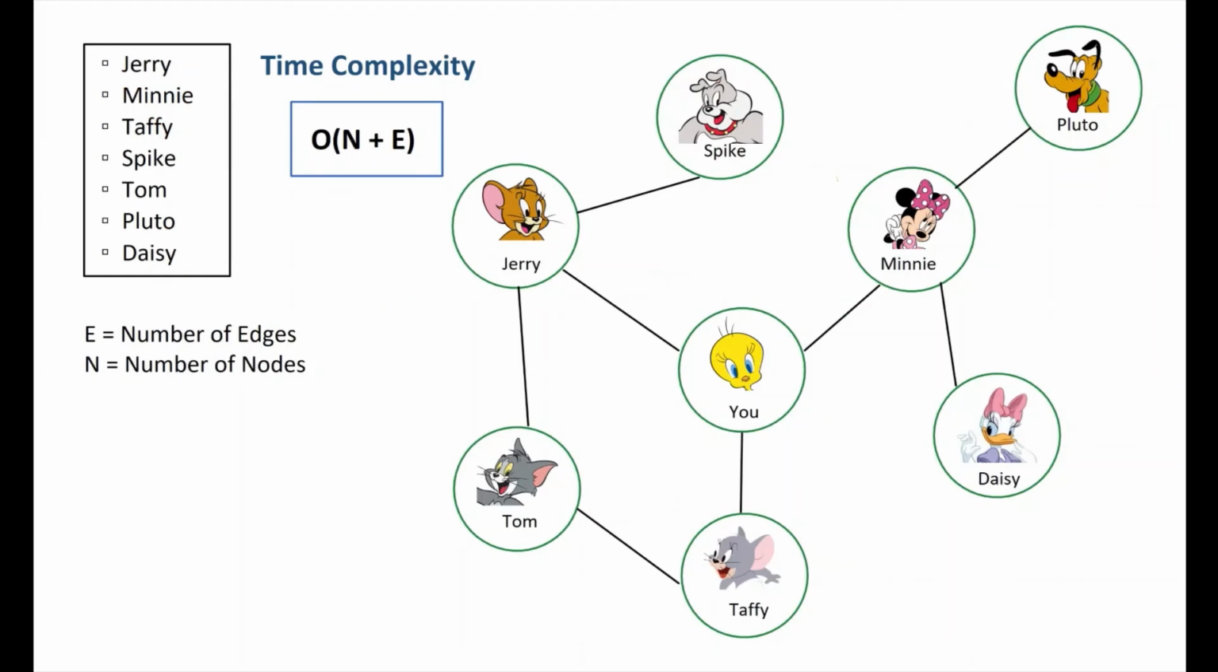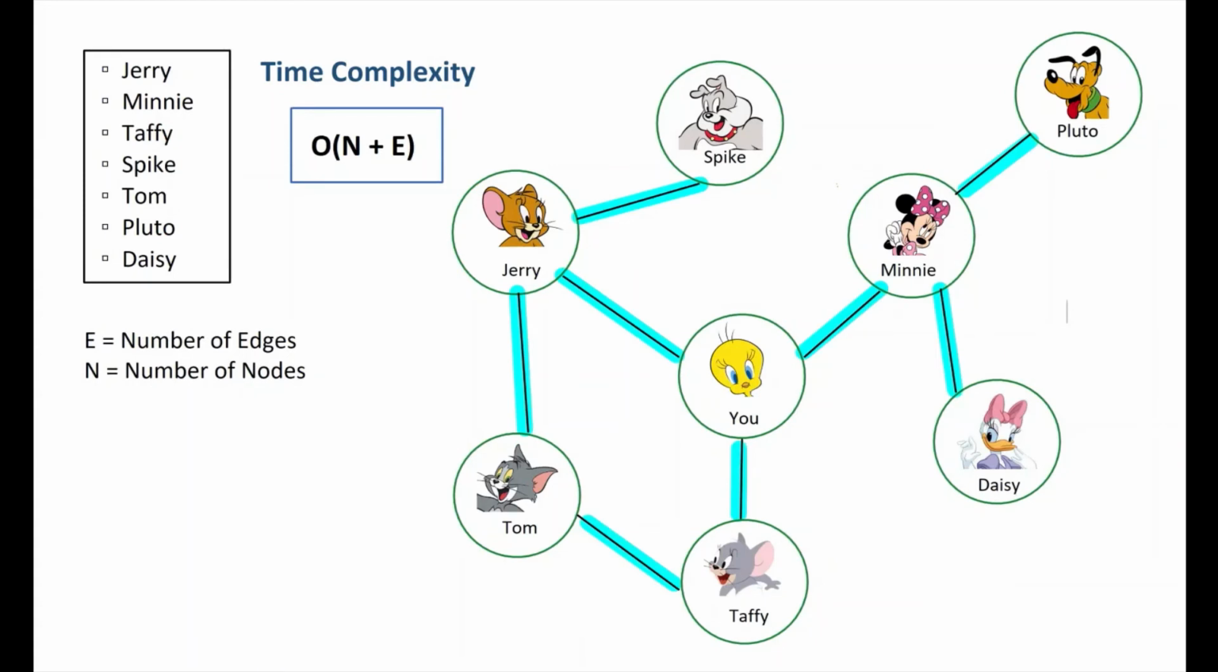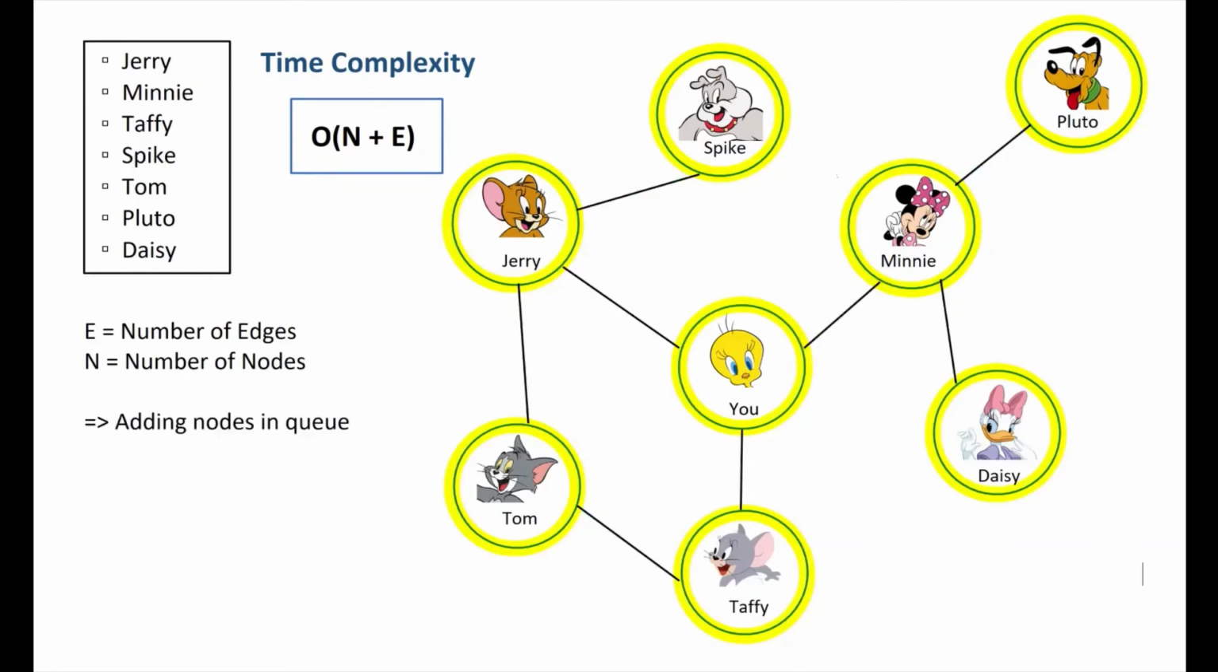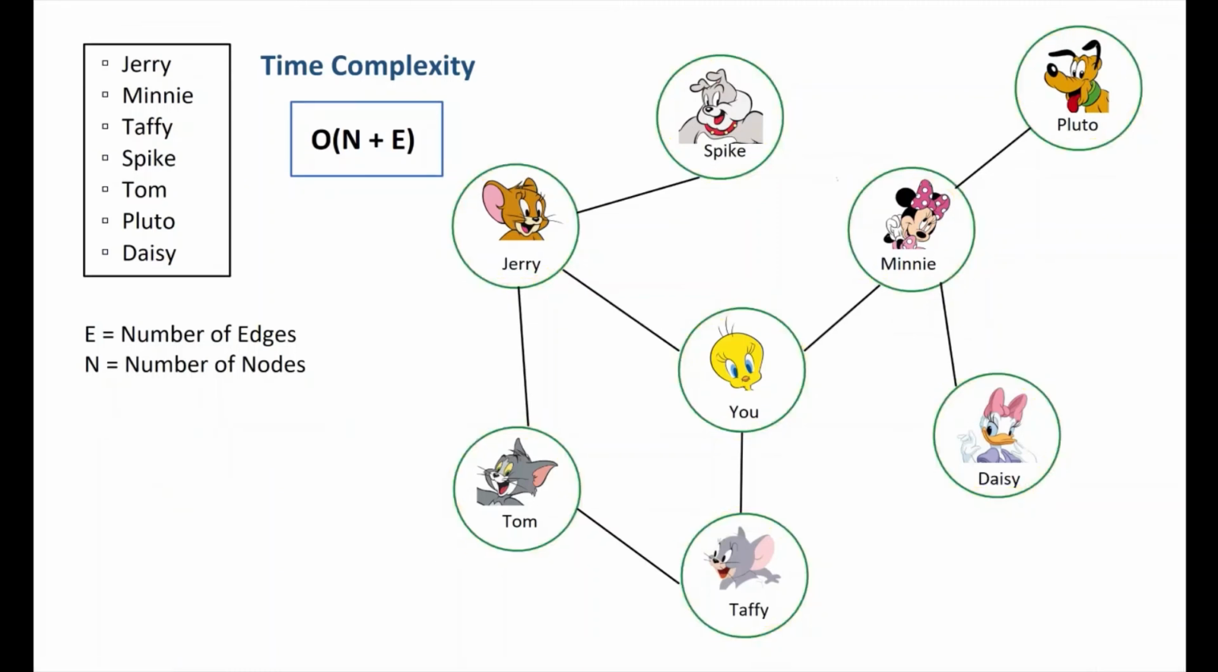Let's look at the time complexity of BFS. Let E be the number of edges and N be the number of nodes. Since you are searching the entire network for a watermelon seller, you will be following each edge, so the time complexity is at least order of number of edges or order of E. We are also keeping a queue, and adding an element to the queue takes constant time. Since we are adding at most N number of people to the queue, we get order of N. So the time complexity of BFS is order of N plus E, where N is the number of nodes and E is the number of edges.